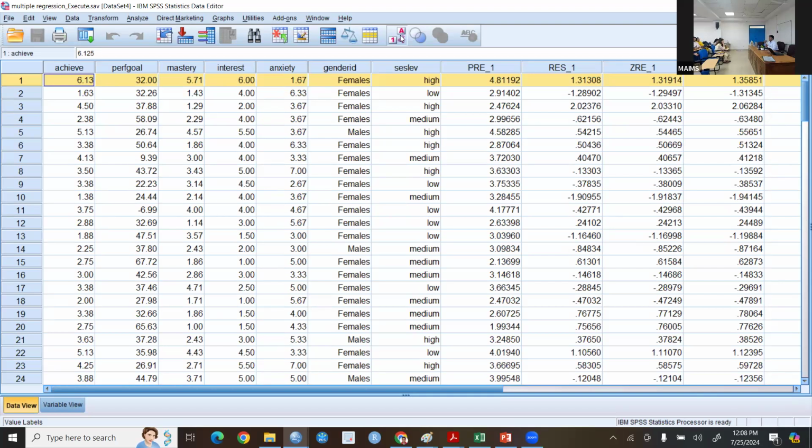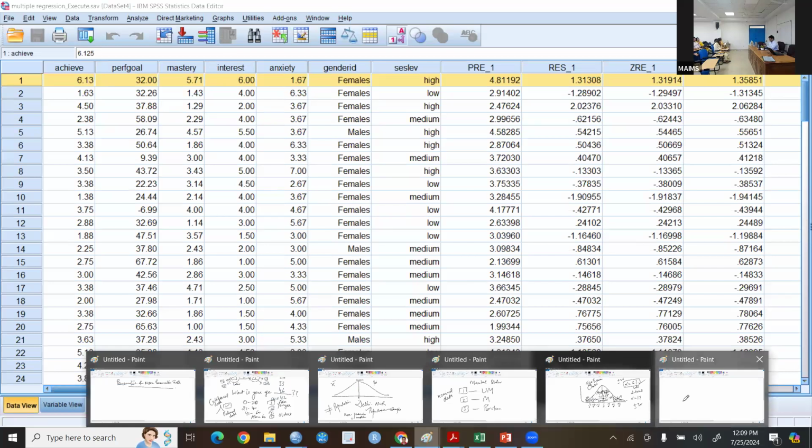Gender, male and female. This is nominal, right? We cannot rank females as better than males or males as better than females. So it is nominal data. So we have two categorical data: one is nominal, one is ordinal, and five are ratio data. Okay, so I want to check achievement.